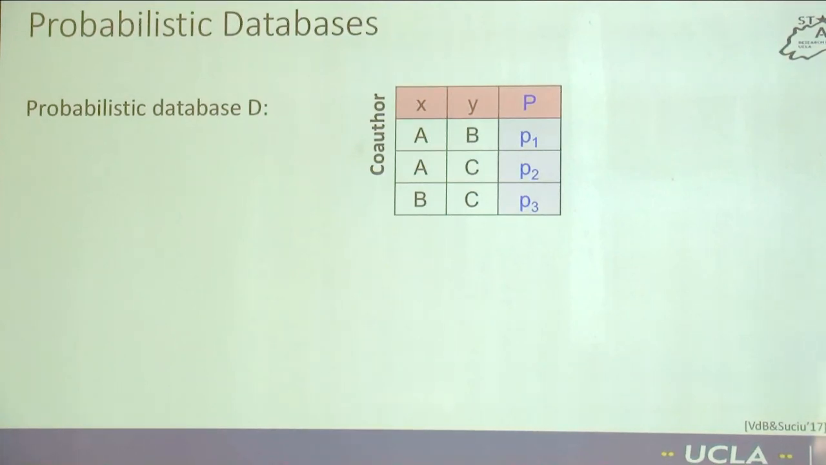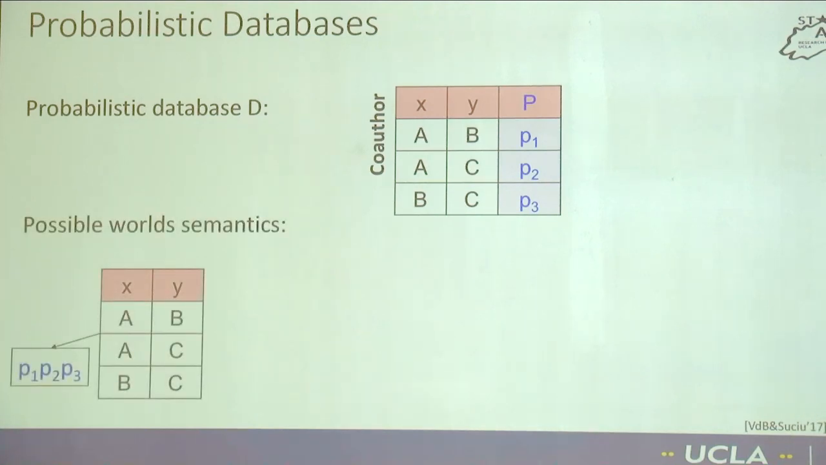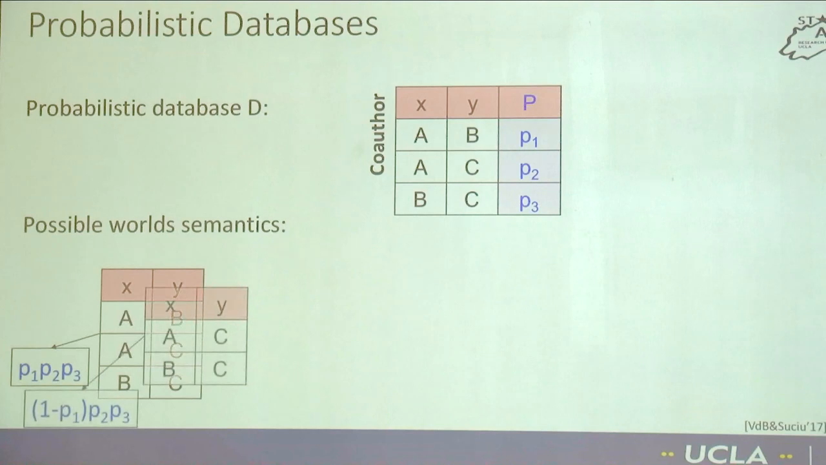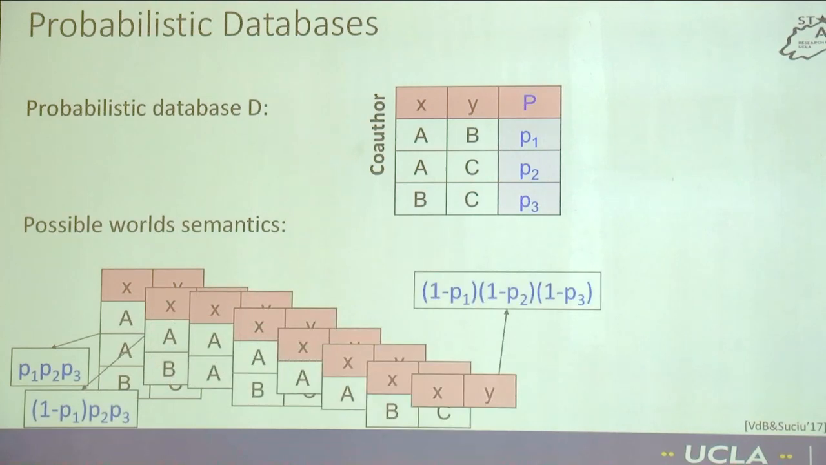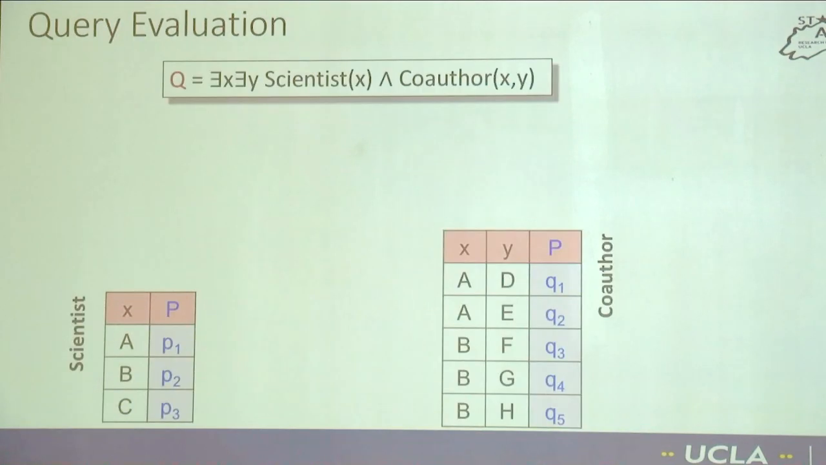But basically the high level idea is you take your normal relational database, and for every tuple you have a probability. And now the semantics of it are basically that you wind up with a probability distribution where the items are relational databases. And they each have probability corresponding to the products of the tuples that are in them. So it's very simple, all independent random variables. And we're interested in evaluating queries, usually existentially quantified.